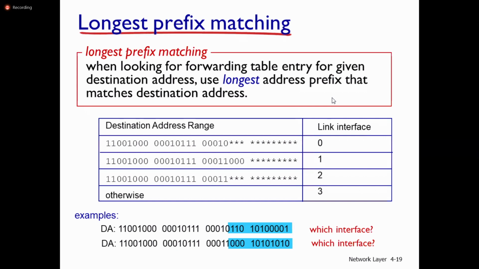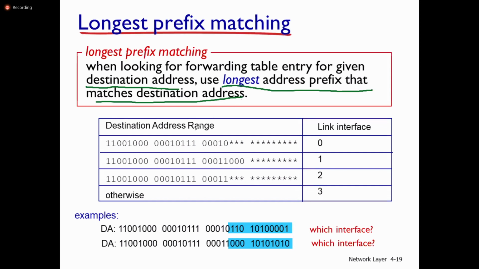So longest prefix matching. We are not looking at the rightmost LSBs. There are matches. So based on that, we will simply forward that particular packet to the concerned link interface. When looking for a forwarding table entry for a given destination address, we will use the longest address prefix that matches the destination address. We are not going to check every bit in the destination IP address. We are going to use the longest address prefix.